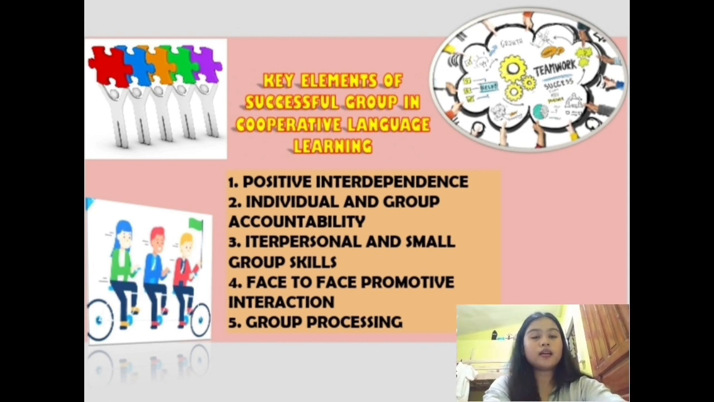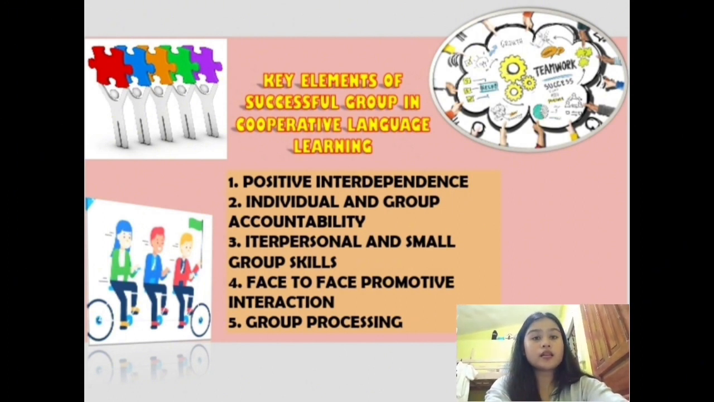The third one, interpersonal and small group skills. In interpersonal and small group skills, they are required to function as a group or as a part of a group. These are basic teamwork skills. Group members must know how to be motivated, to provide effective leadership, make decisions, build trust, communicate, and manage conflict.